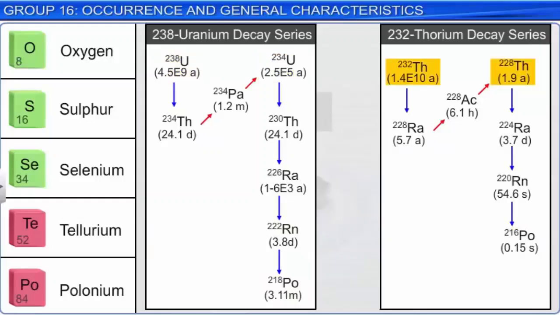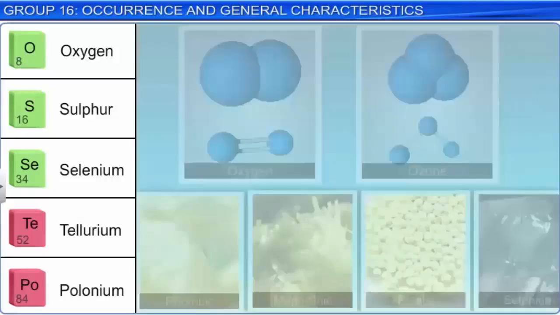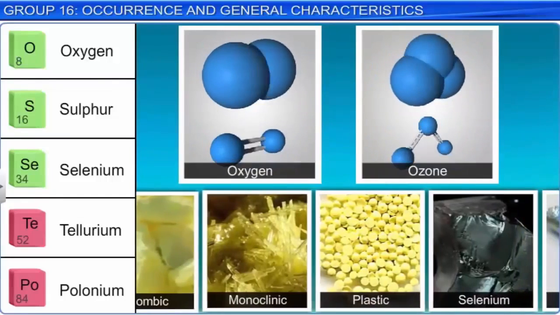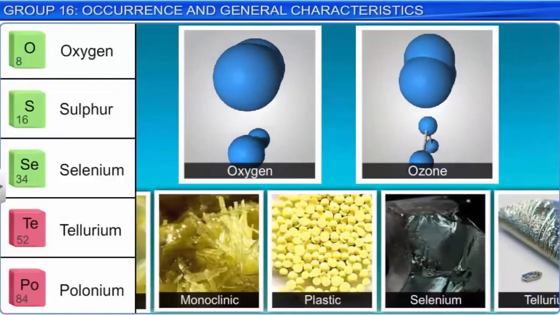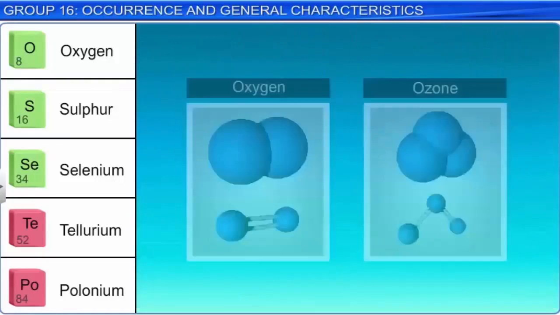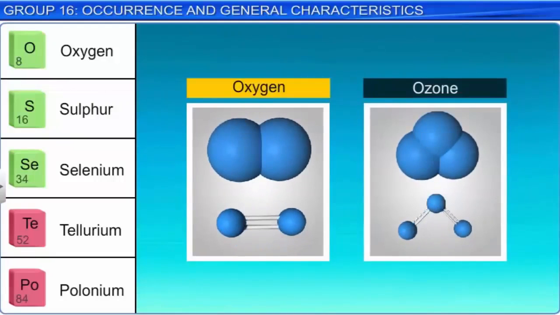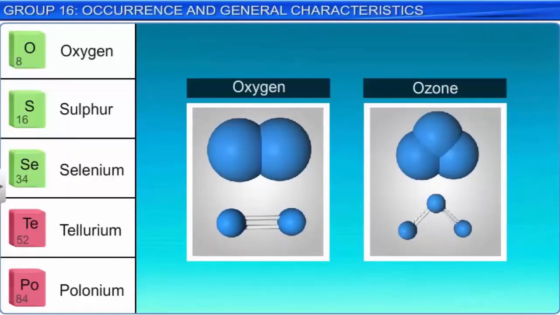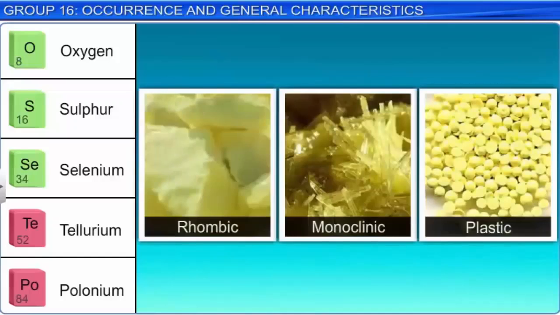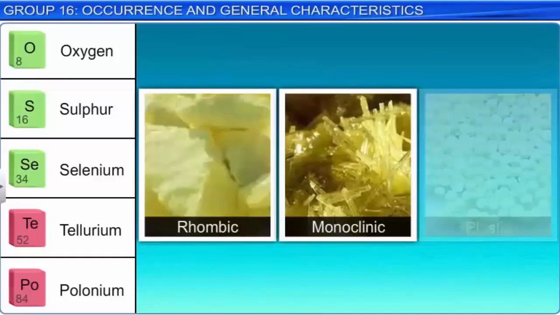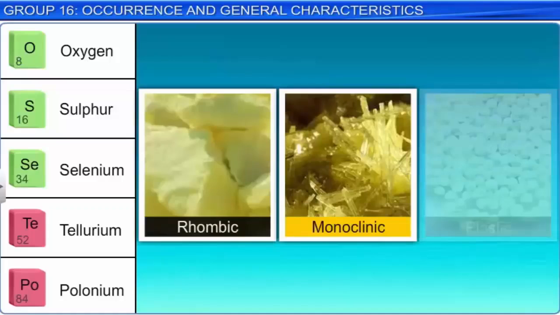All the elements of group 16 exhibit allotropy. Oxygen has two allotropes, which are oxygen and ozone. Although sulfur has many allotropic forms, only two of them are stable, which are rhombic and monoclinic. Selenium and tellurium exist in both amorphous and crystalline forms.